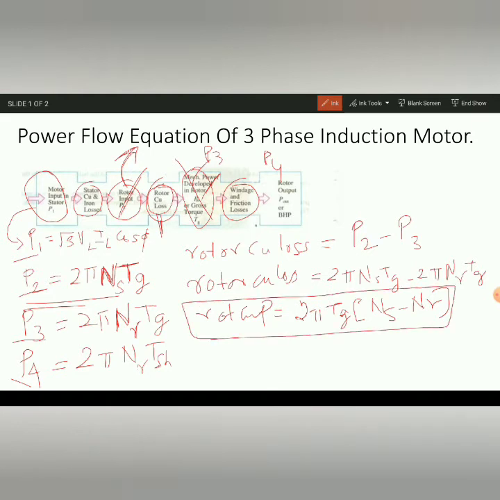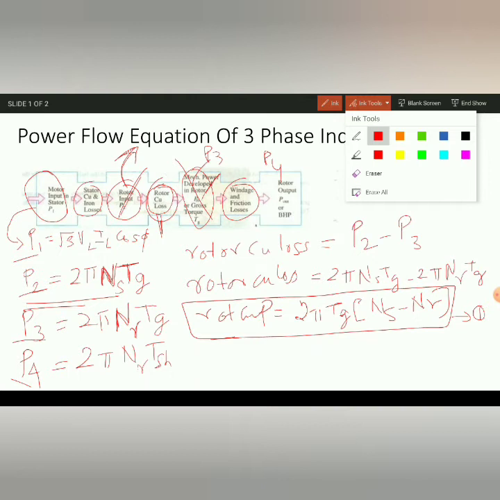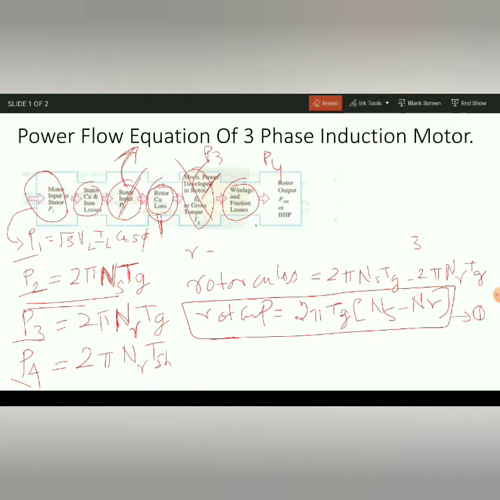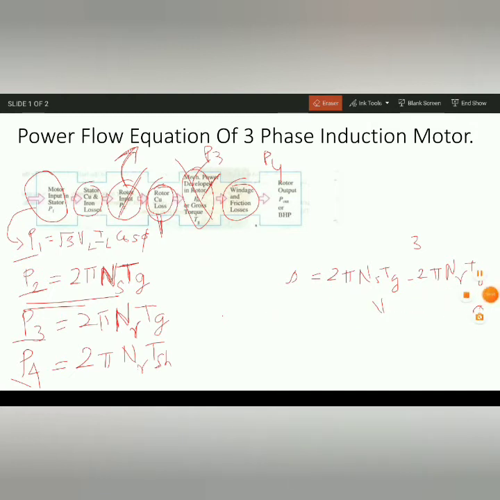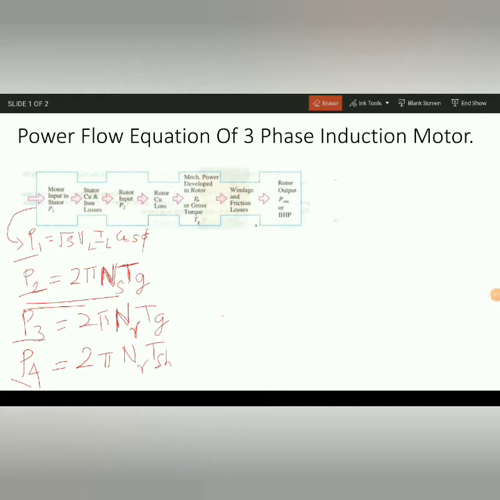Okay, so this is the rotor copper loss: 2 pi Tg times ns minus nr. Let us keep this as equation number 1. The next one we can find out, so now let us find another relation. What is that relation? Here let us find the ratio of rotor copper loss divided by rotor input.